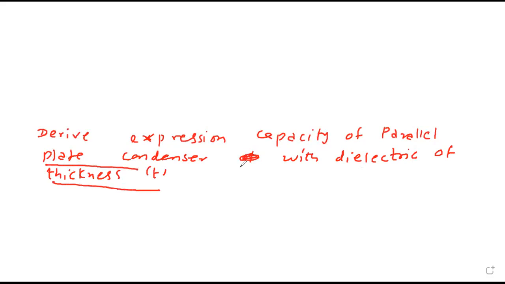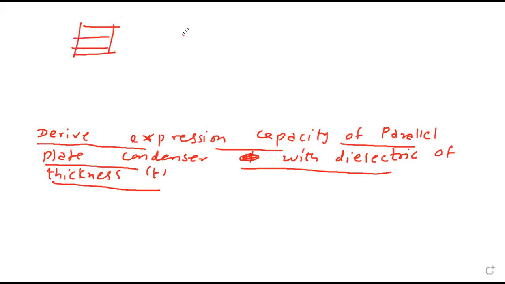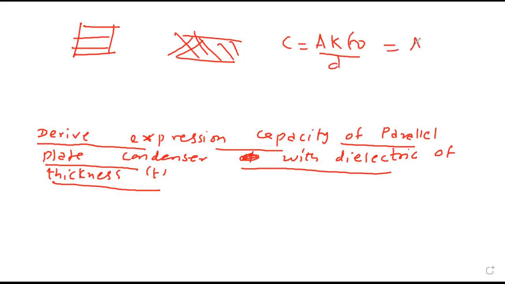One derivation we did: capacity of parallel plate condenser filled with dielectric medium, dielectric K throughout. That means if this is the plate, throughout it was there. We had drawn it this way and throughout there was dielectric. If you remember, it came AK epsilon 0 by D. If it is air, then it will become A epsilon 0 by D. Now we are telling, if we have dielectric, not in the full medium but in between of some thickness T. So we want the expression for capacity of that parallel plate condenser.